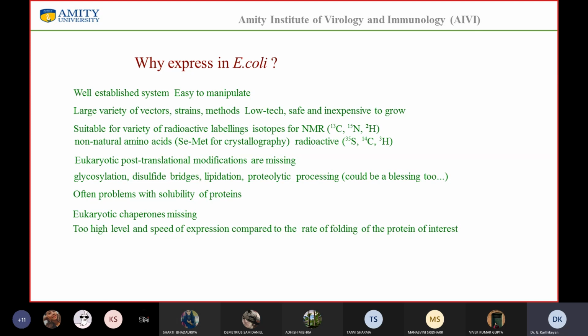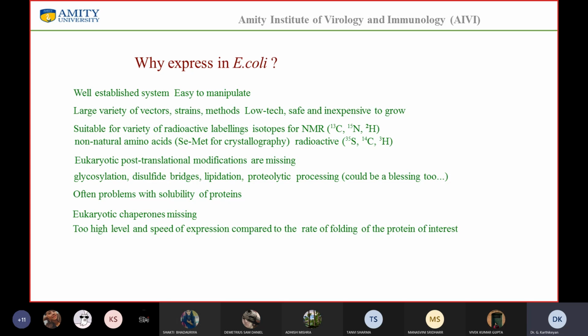Things like glycosylation, disulfide bridges, proteolytic processing, these are all missing. And this could be a blessing under certain circumstances, not under all circumstances. But unfortunately, sometimes when E. coli expresses a lot of these proteins, they clump together. They become what are called insoluble aggregates. Okay. And so you have an issue of solubility.